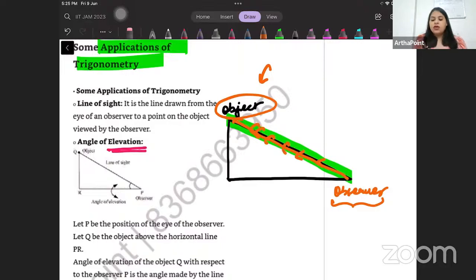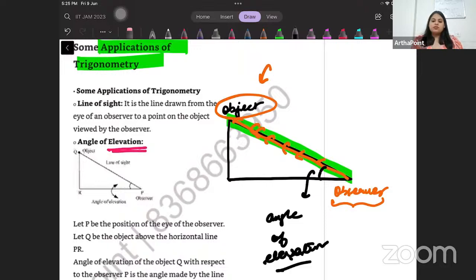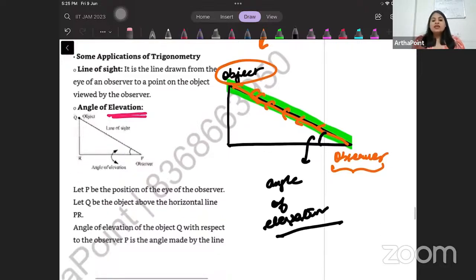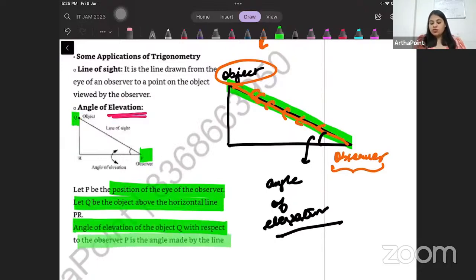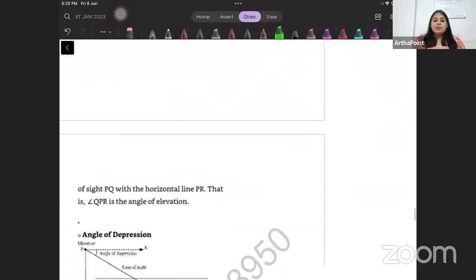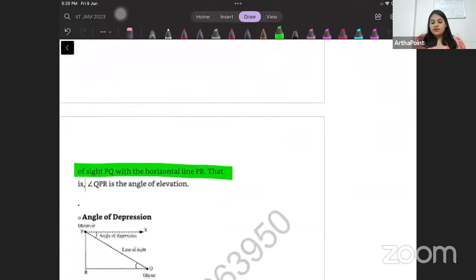how the observer is looking. Now, there is something which is known as angle of elevation. So angle of elevation is this. This is the angle of elevation. Right. T is the position of the eye of the observer. Q is the object here. The angle of elevation of the object Q with respect to the observer is the angle made by the line of sight with the horizontal line. I hope this is clear to you.